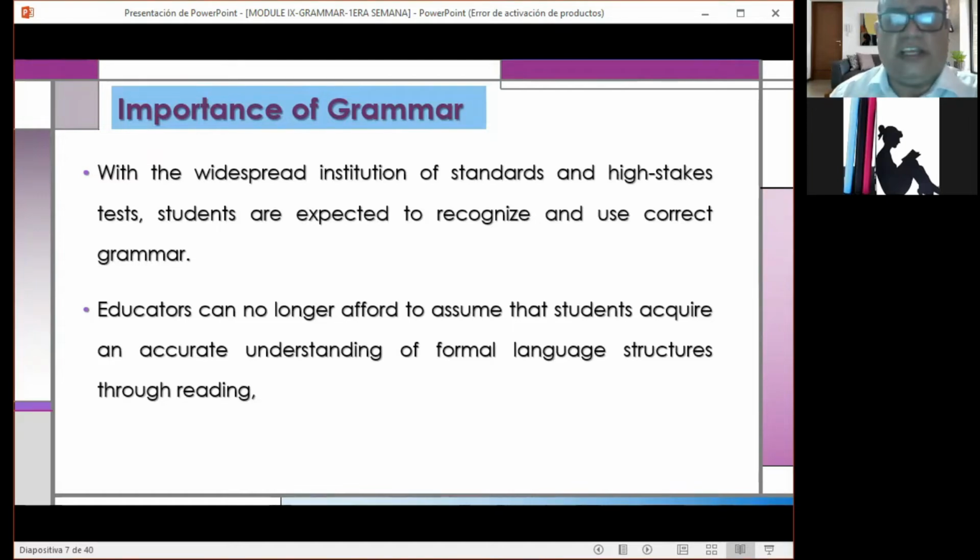Educators can no longer afford to assume that students acquire an accurate understanding of formal language structures through reading. So it's very important, the input. It's very important, the input that our students could receive.